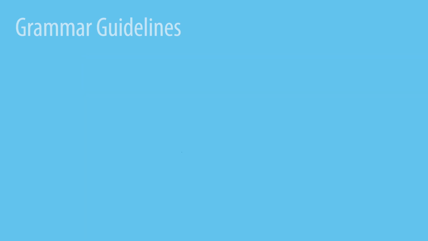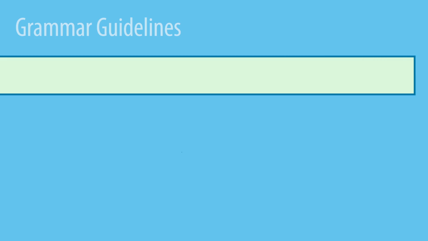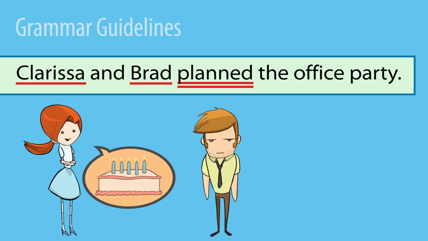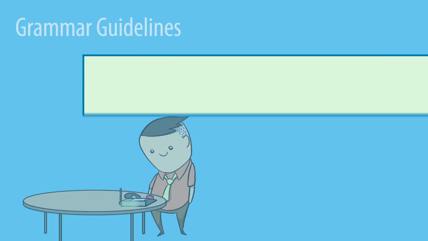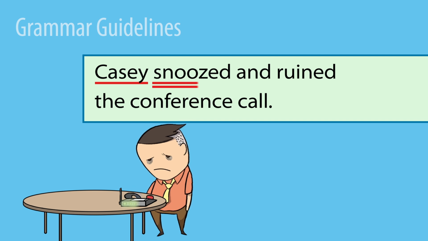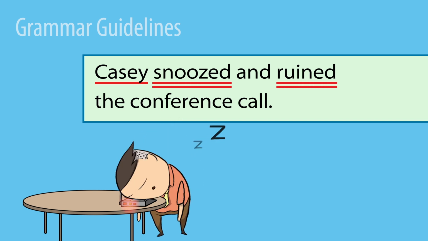Here's another sentence, this time with two subjects. Clarissa and Brad planned the office party. Here's one with two verbs. Casey snoozed and ruined the conference call.